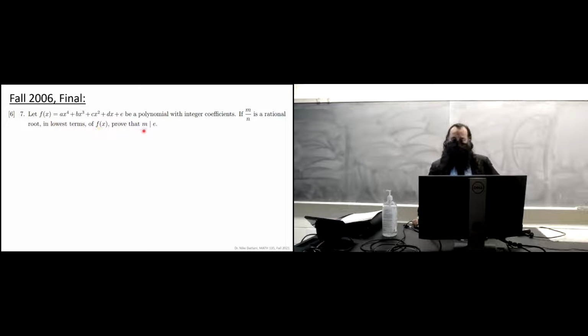So now prove that m divides e. Easy? Okay, I'm going to go through this fast because some people have already seen this proof because they came to my office hours. And it's a pretty easy proof anyway. So we're going to just plug in m over n is a root. So f of m over n equals 0, right? Okay, easy. What are we going to do next?